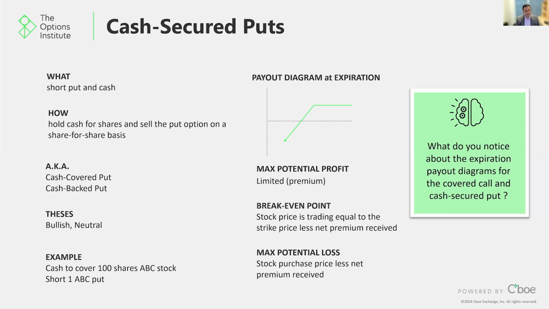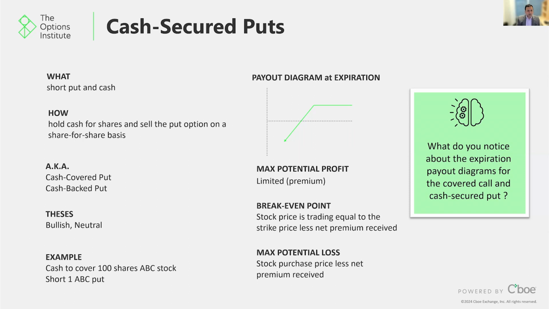And your thesis here is you're bullish or neutral, right? You're bullish because effectively you want the stock to stay where it is or go up, right? Because then you collect that premium that you got from selling that put, and you can move on and put on a new trade once it expires. Your max potential profit is limited, right? It's limited to the premium that you collected. Your max loss is the stock purchase price minus the premium. So again, significant, right? If you remember the covered calls strategy, your max loss was also significant there, right?